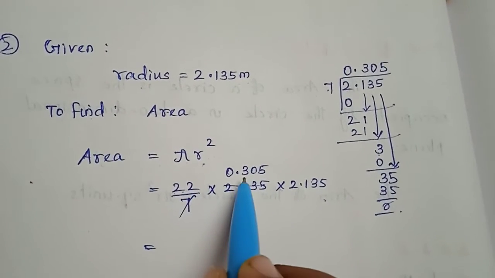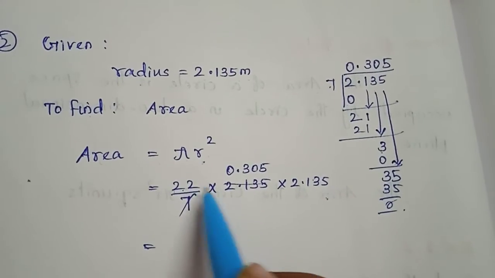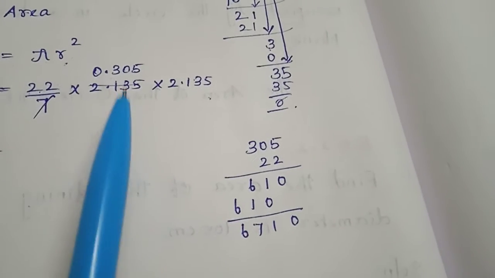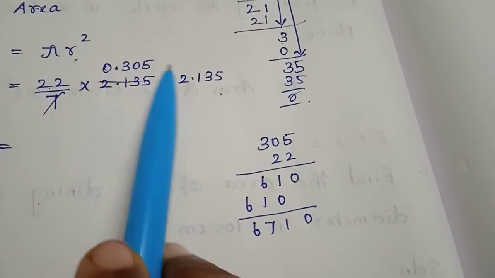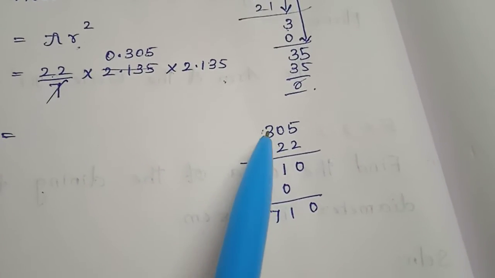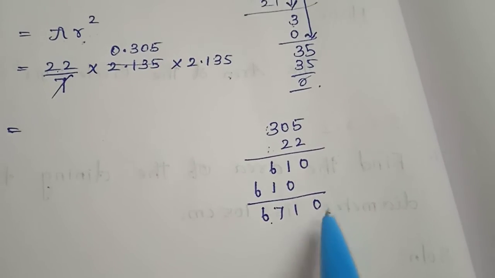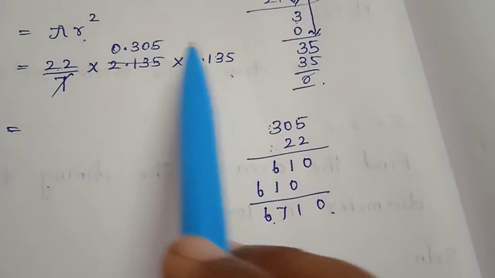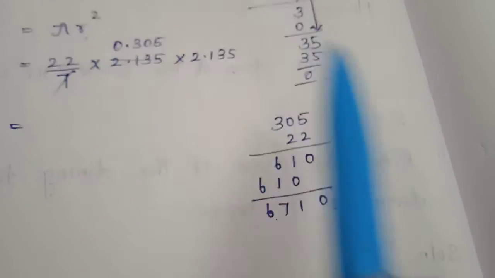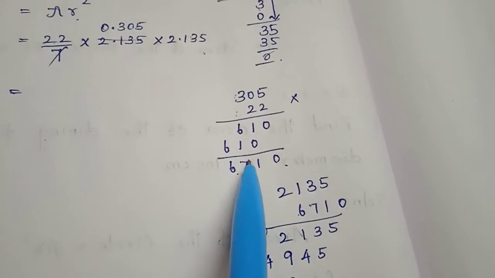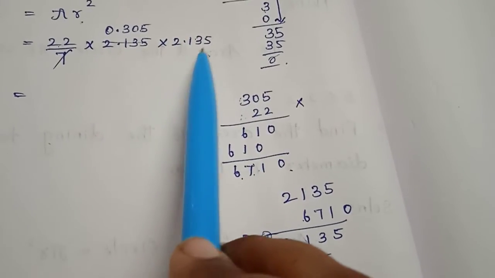Now we have to multiply all these numbers. Okay, 22 into, you just take the point away and multiply the numbers. Now I have taken the point, it is 305 into 22. If you multiply, then you will get the answer as 6710. Now with this we have to multiply 2135. So after multiplying these two, it should be multiplied with 2135.